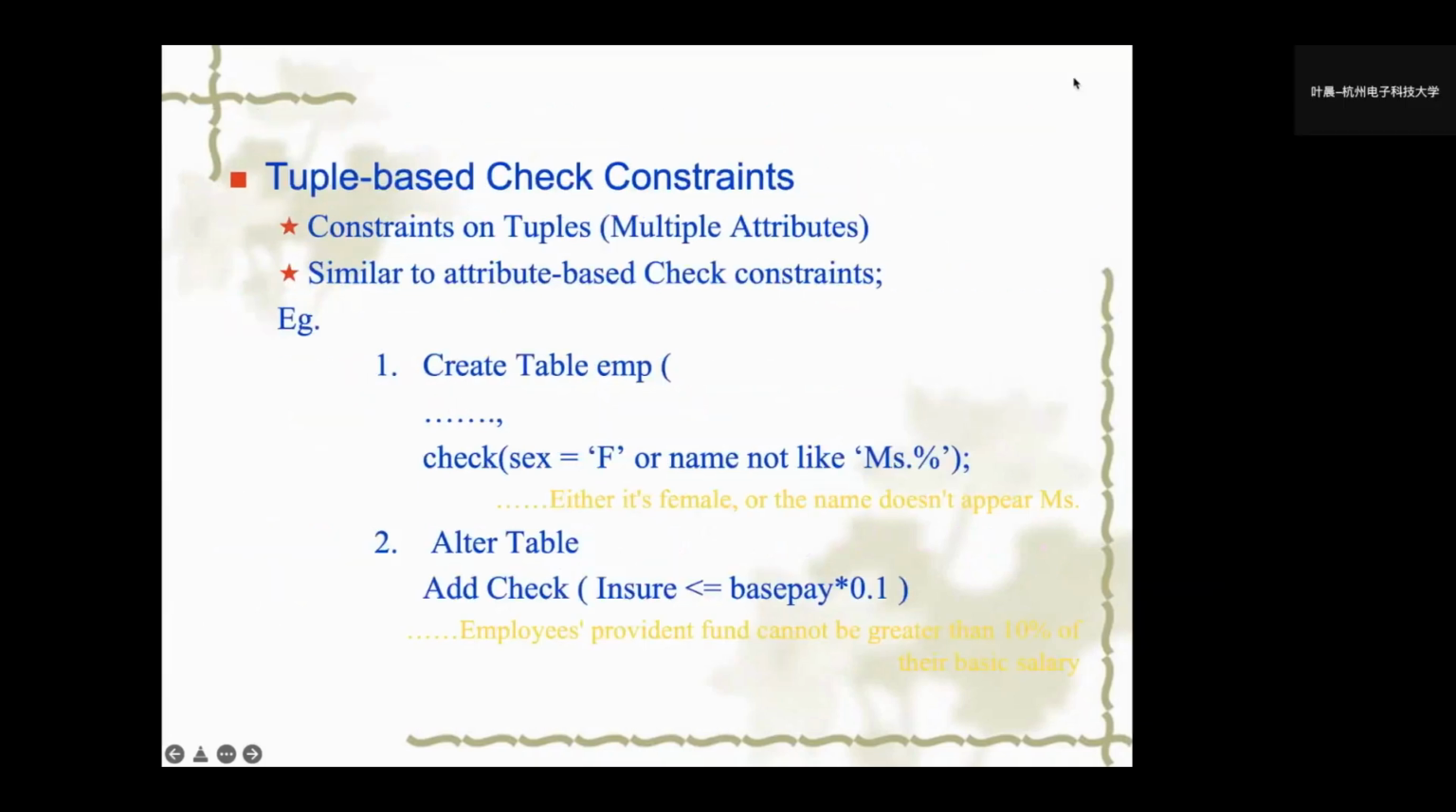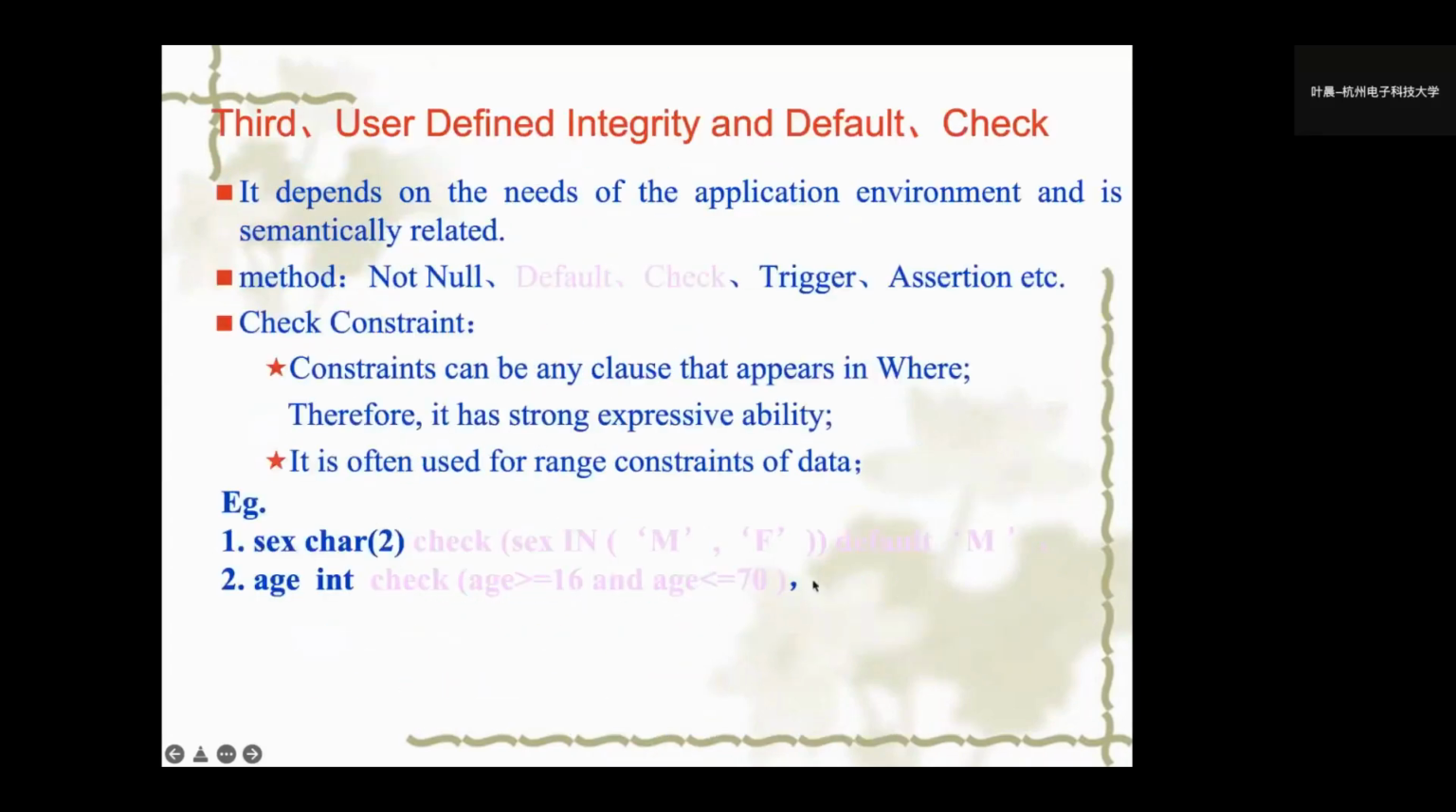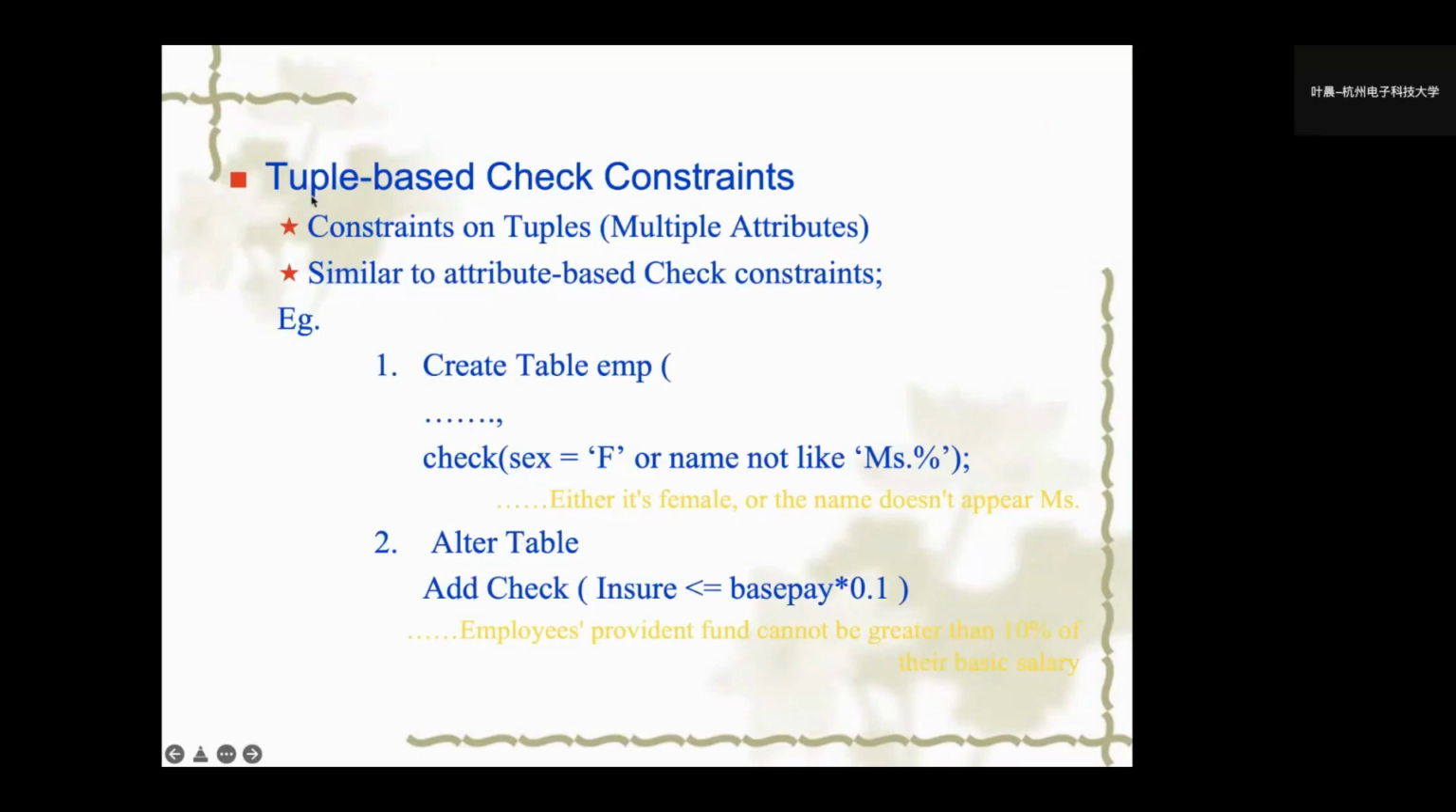And apart from column constraints, which are constraints on a single column, we also have tuple-based check constraints. These are constraints on tuples, which always involve multiple attributes, multiple columns, and are similar to column-based check constraints. So let's see these two examples.